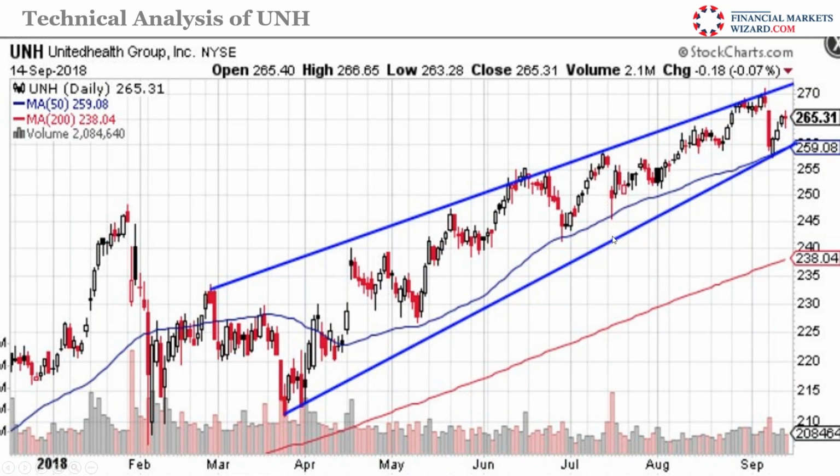So anyway, this is the 50-day moving average rising, and it's sitting as support, and it bounced up. So UNH, when it bounced up like that, you should visualize, you should feel good about it and pull the trigger.